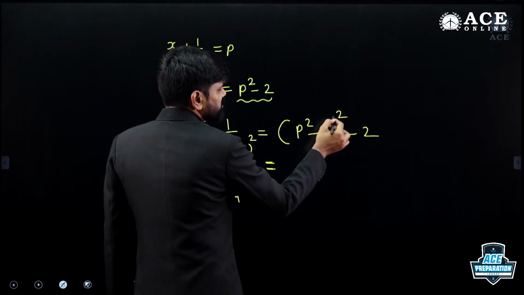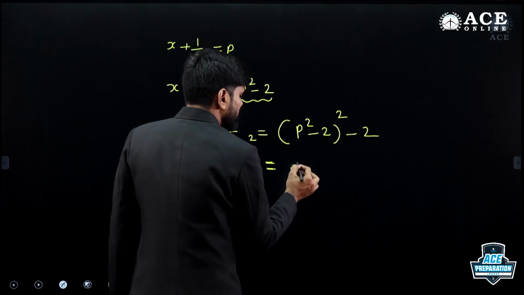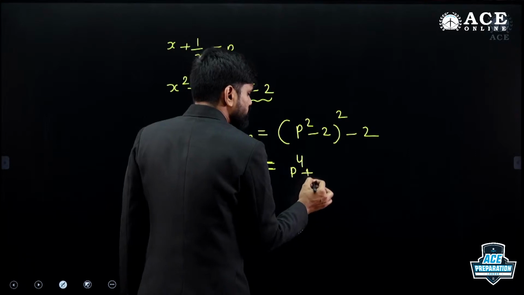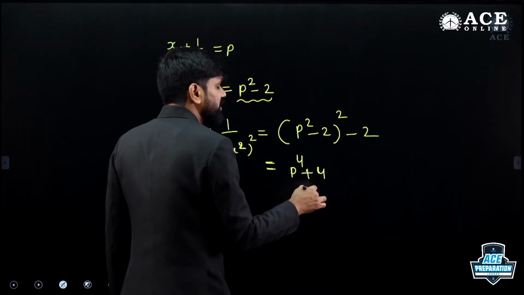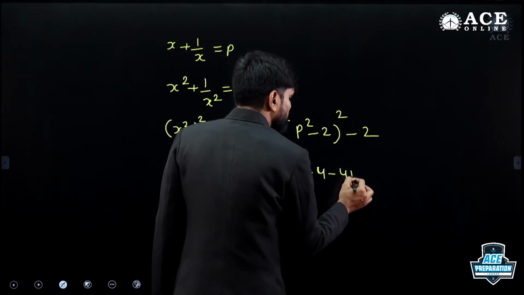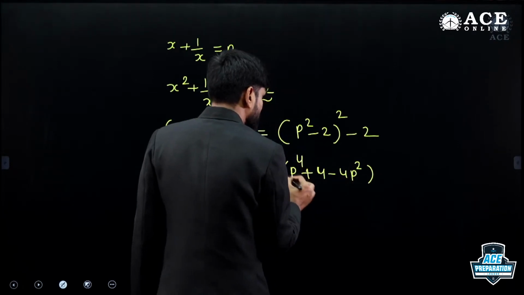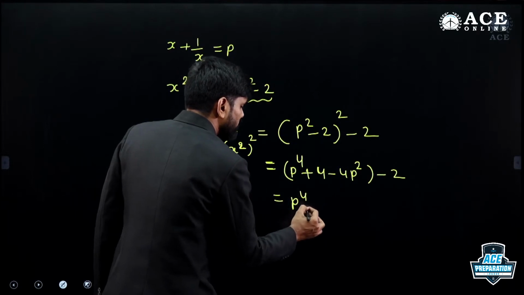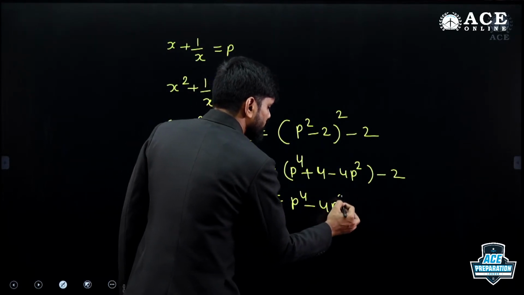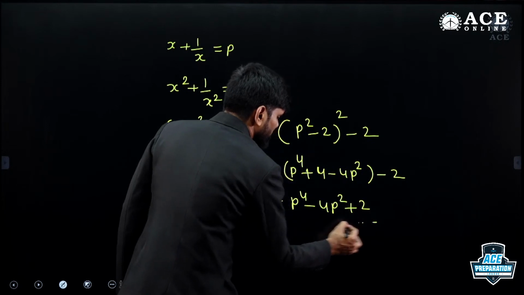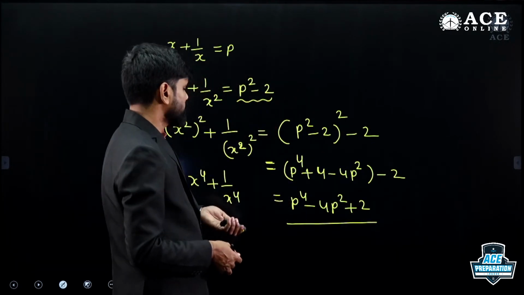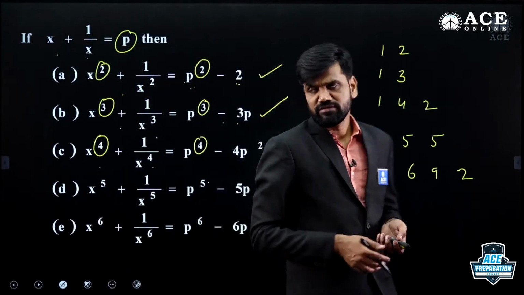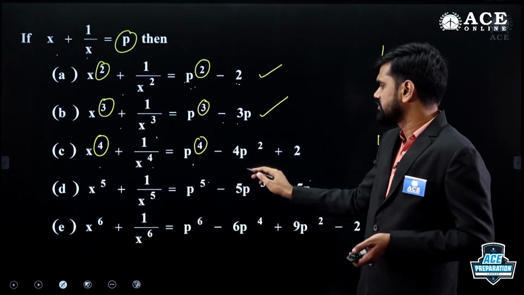It is looking like a minus b whole square. A square means p square whole square, plus b square, which is nothing but 2 square, that is 4, minus 2ab, that is minus 4p square, minus 2. On simplifying this one, this will give you how much? P power 4 minus 4p square plus 2. That's what I have given in the formula. So x power 4 plus 1 by x power 4, we are getting it as p power 4 minus 4p square plus 2.